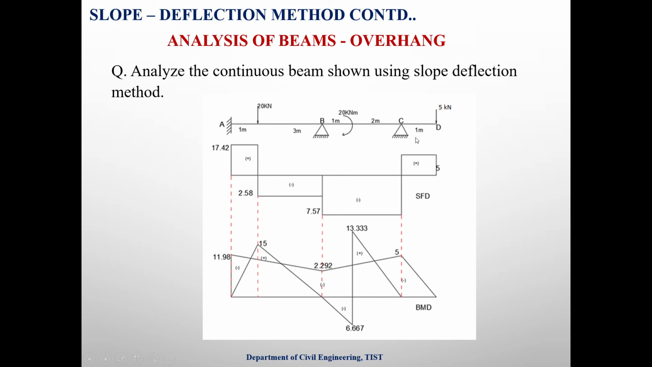If MCD is minus 5 and MCD is in the anti-clockwise direction, in order to keep the joint C in equilibrium, MCB is in the clockwise direction. The overhanging moment 5 into 1 is in the clockwise direction. In order to resist this, MCD will be in the anti-clockwise direction. In order to keep this joint in equilibrium, MCB is in the clockwise direction. Therefore, MCB is 5 kilonewton meter, that is in the clockwise direction.